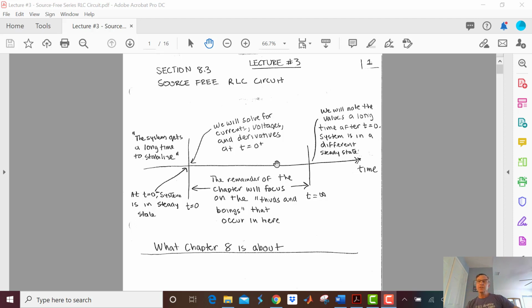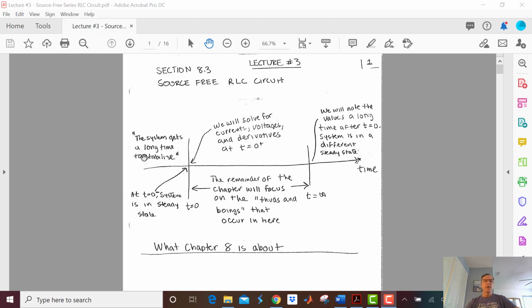The next point in our timeline is a long time after t equals 0. The system has now come into steady state again because whatever this transient was, it died out. So we call this t equals infinity.